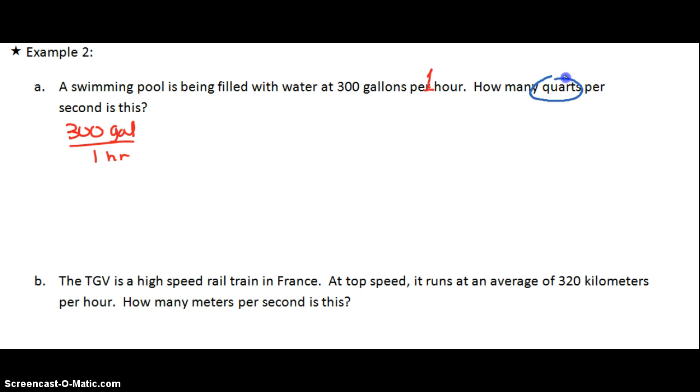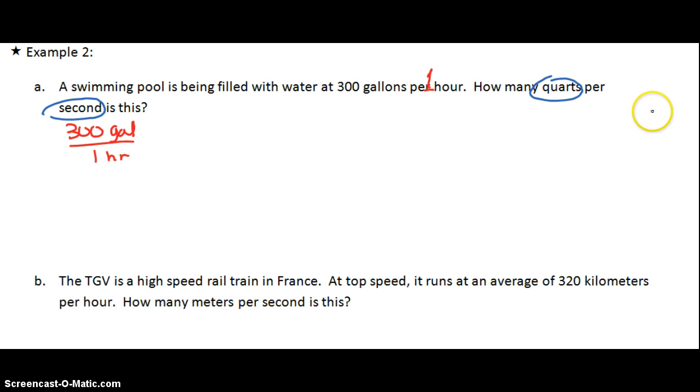How many quarts per second is this? So this is the first time we've had to change not only the time, but the unit of measuring our volume also. We've got to change our gallons and we have to change our hours.